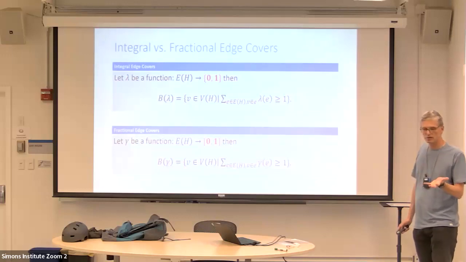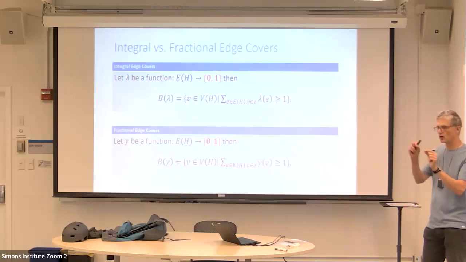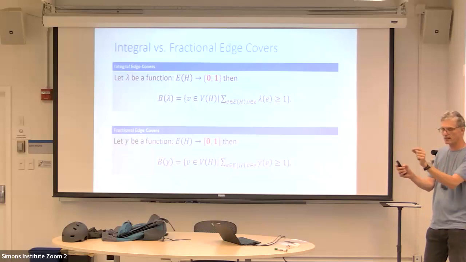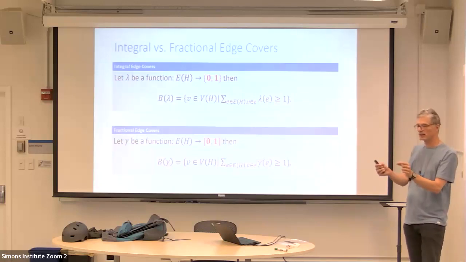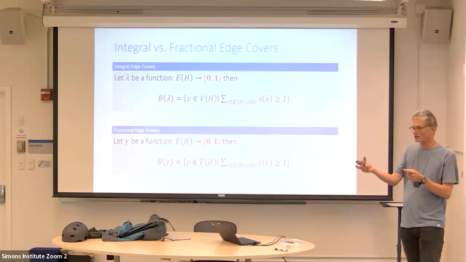We could also define an edge cover by a weight function. We put weights 0 or 1 on each of the edges. The ones that I have in my edge cover get weight 1, the ones I do not have get weight 0. And what does such an edge cover cover? Well, it covers all those vertices where the total weight of the edges that contain this vertex is at least 1. I think very natural.